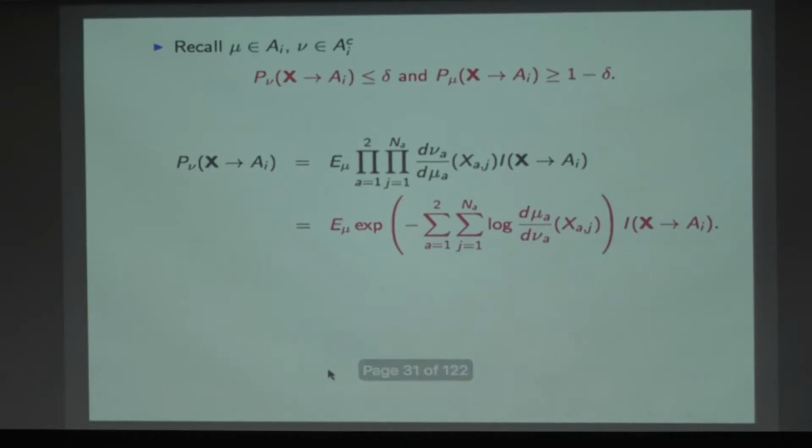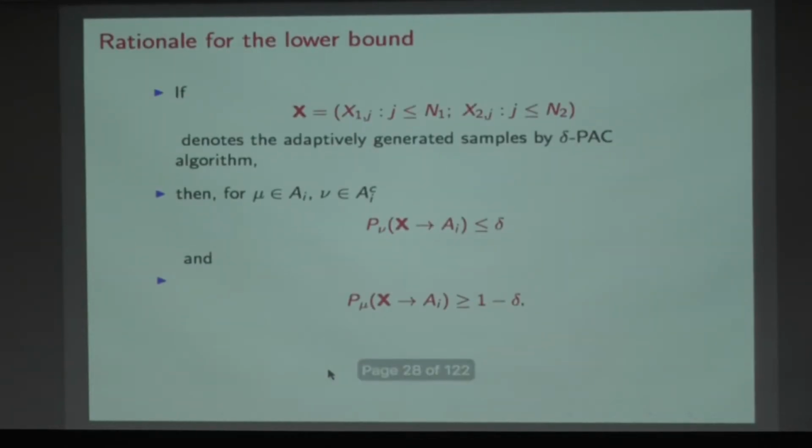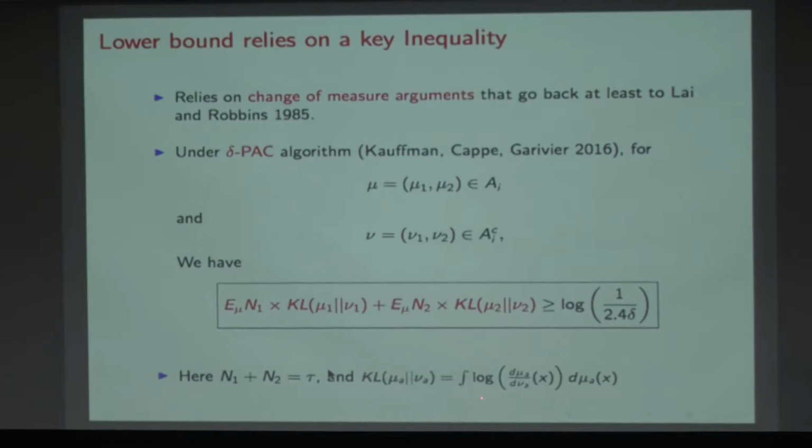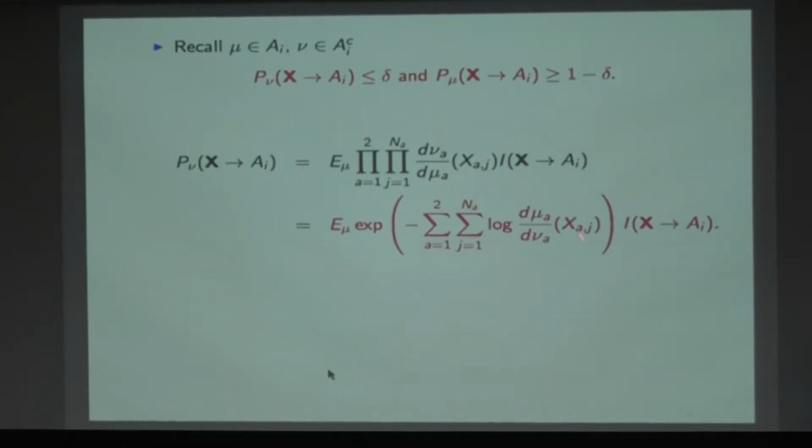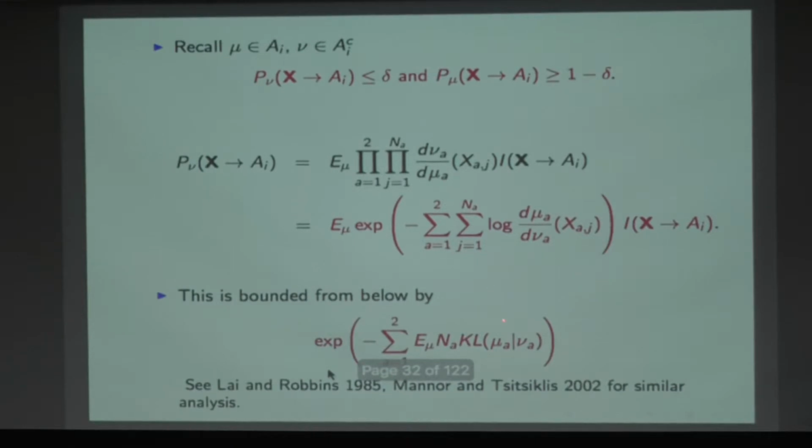Let's just go back. It's log of d mu A by d nu A with respect to measure mu A. So when I take an expectation of this, I get the expected value of log d mu A by d nu A with respect to measure mu A. That's just the Kullback-Leibler distance. And plus I get an expectation of the number of terms N A, that's A mu of N of A. So I get this. This has to be less than or equal to delta.